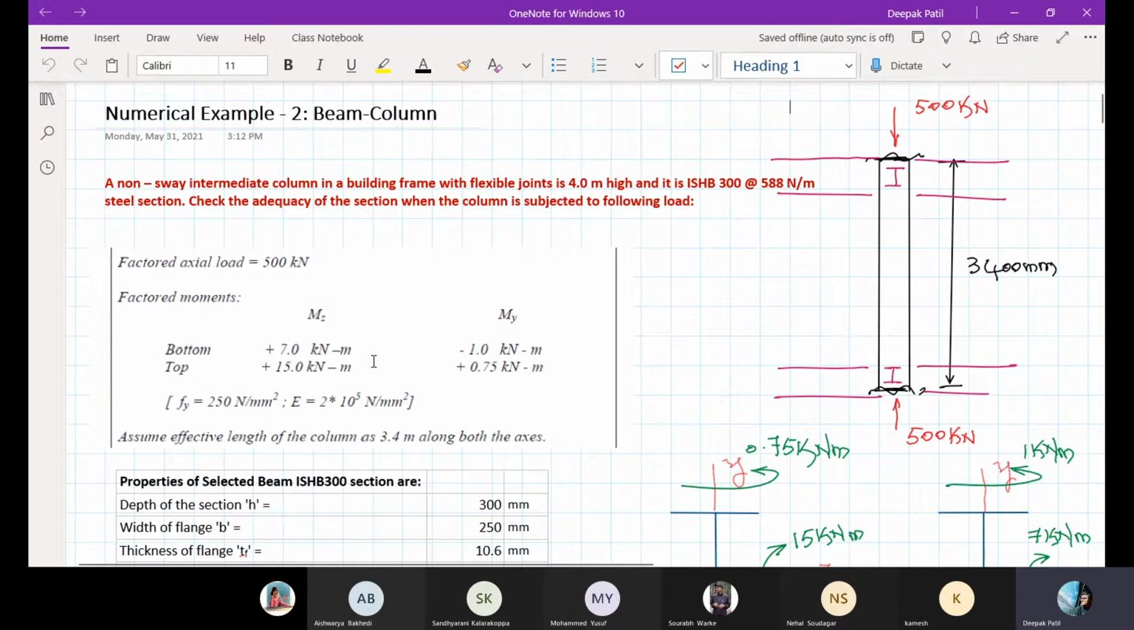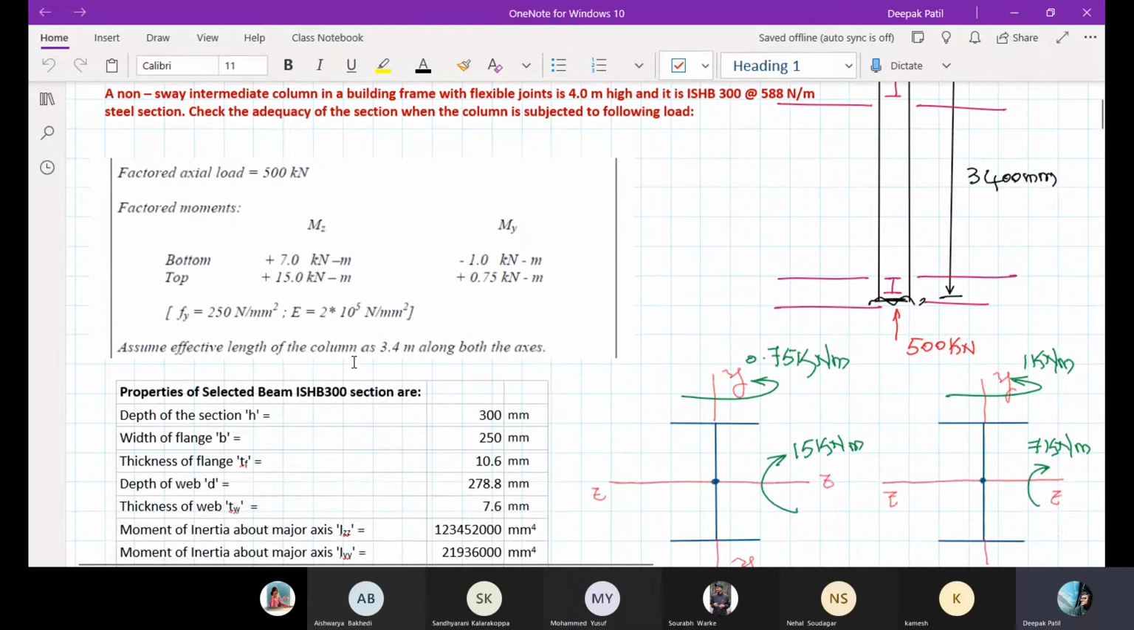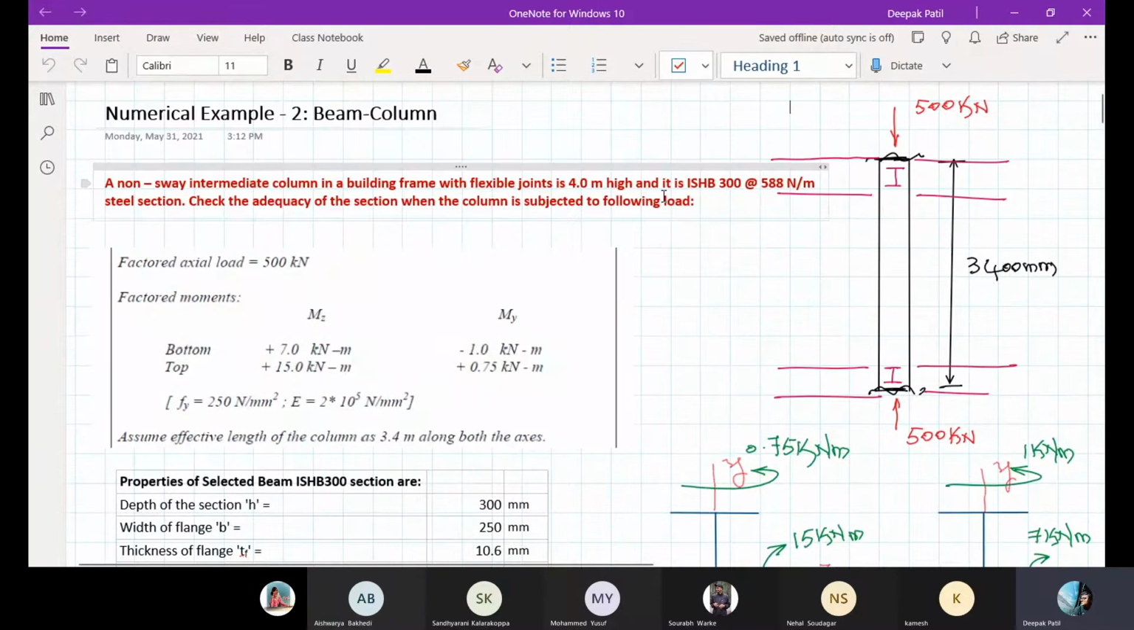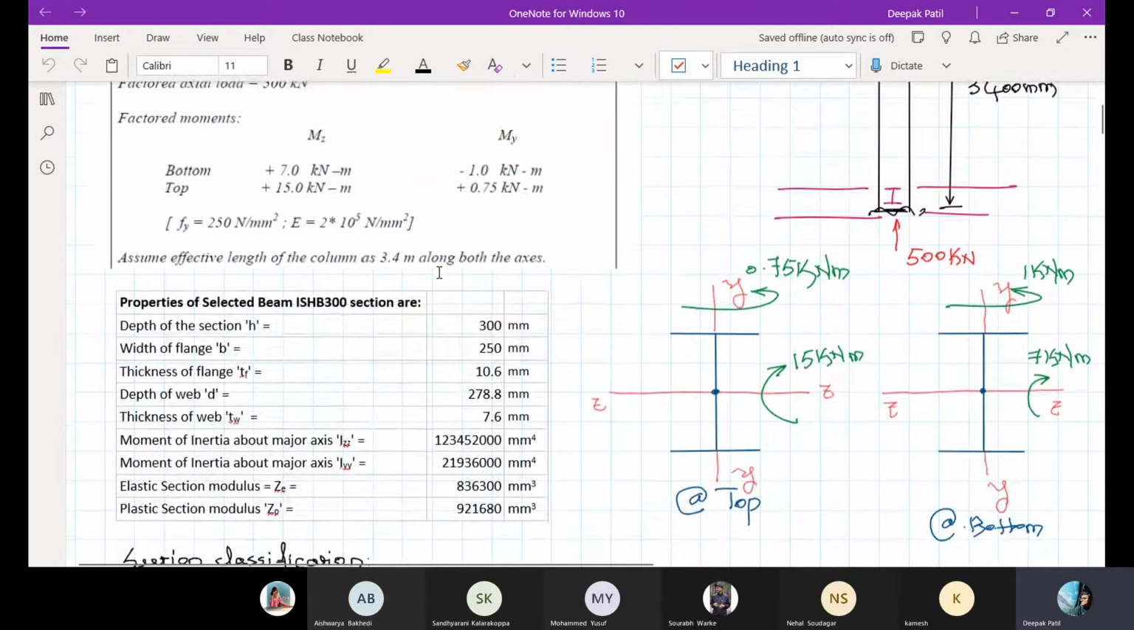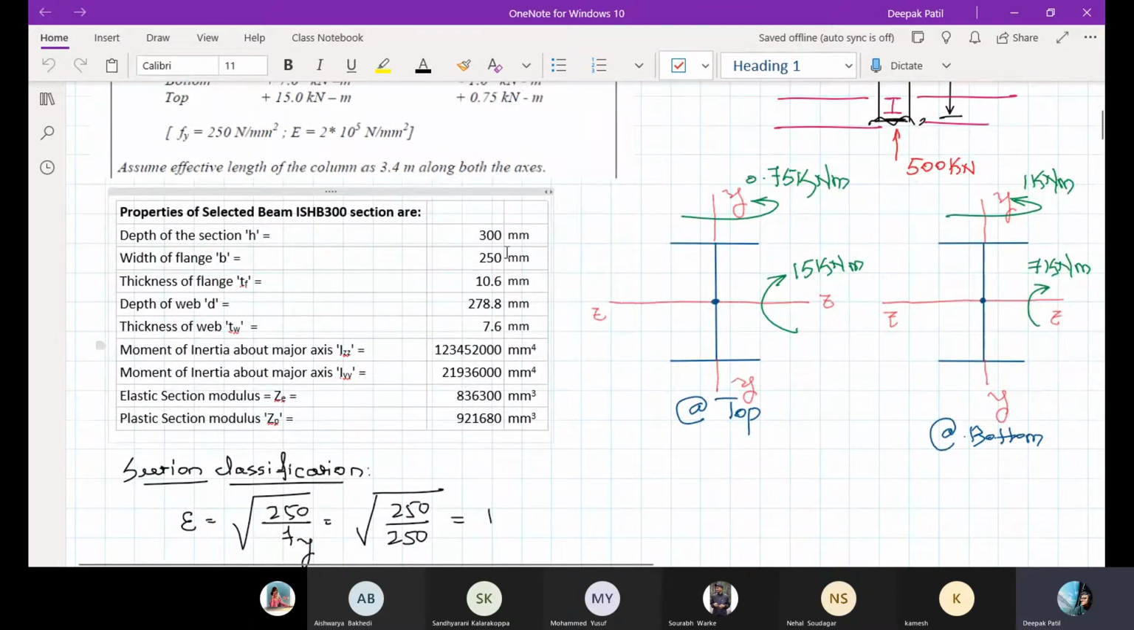So while calculating, you have to take the maximum of that. At both bottom and top, along both the axes, they have given you the bending moment. So while checking with the bending, you have to take the maximum. And they told you to take the effective length of the column as 3.4 meter along both the axes. The column is ISHB 300, and we have to check whether it is adequate or not. These are the properties of ISHB 300.